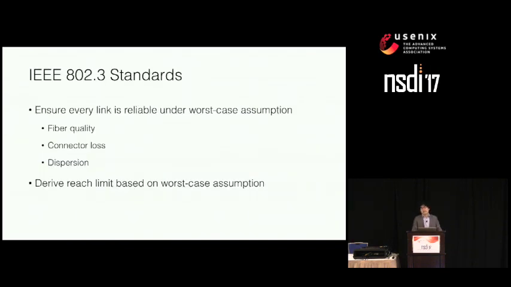It turns out that in order to make transceivers and fibers from different manufacturers interoperate, they have to conform to some optical standard. And at this time, the standard they conform to is called IEEE 802.3. The basic rationale behind this standard is to ensure every link is reliable even under the worst-case operation environment, such as the fiber's quality, connector loss, and dispersion loss. And then the standard derives some reach limit based on the worst-case assumption.